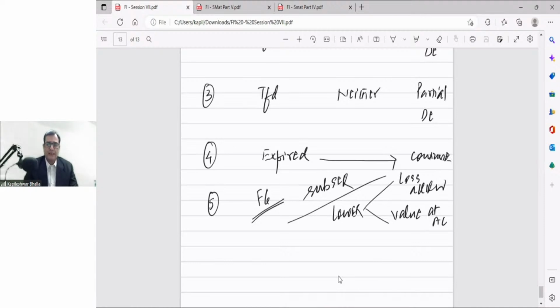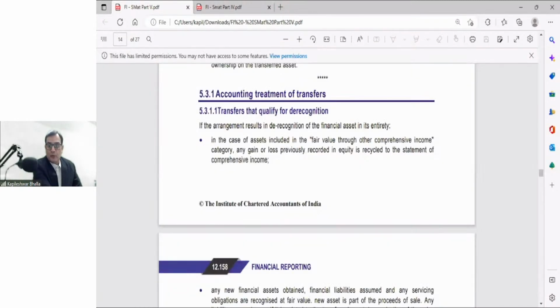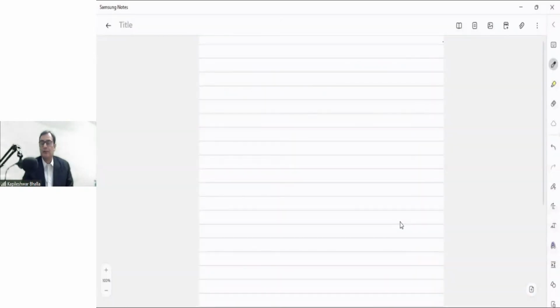Okay, so that answers the questions which I gave you in the previous class. Now I am going to quickly give you a recap of the derecognition concept, and then I need to take you to the accounting for derecognition of financial assets. So what's the agenda for the day? We're going to first of all discuss the accounting for derecognition of financial assets. Then I'm going to come to the accounting for derecognition of financial liabilities.